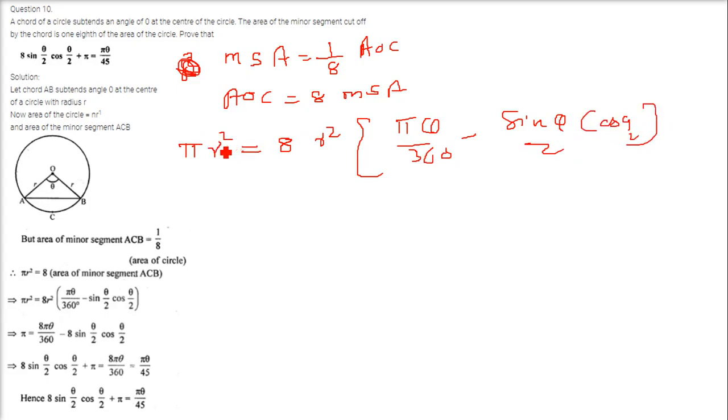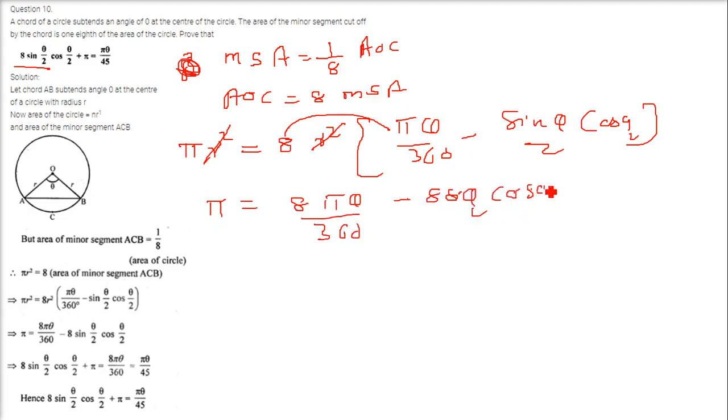This formula we know. Now the important thing is that r square can be cancelled. When we cancel r square, we need sine theta by 2 cos theta by 2 on one side, and it has 8 also, so I have to multiply 8 inside. So this will be pi equals 8 pi theta by 360, and this 8 goes inside, 8 sine theta by 2 cos theta by 2. Now we need this one on one side, so I'll take the others on this side.